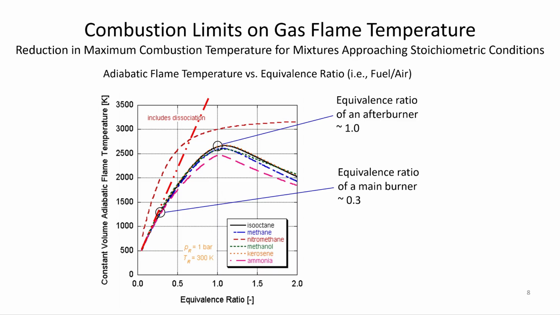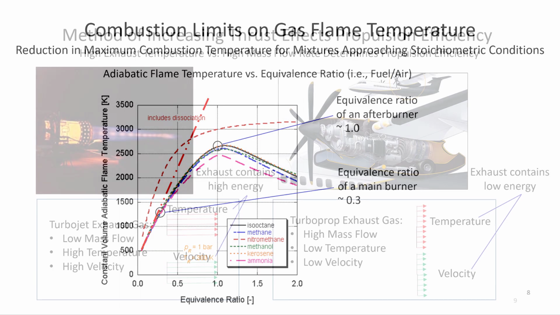What happens in theory is that if you look at the dotted red line, as we add more fuel, there should be a linear relationship for temperature increase. But it doesn't work out that way because the gas has dissociation, and so the actual temperature rise is less. Now we'll look at the two key points on here. Notice that at the equivalence ratio of about 0.3, that means about 30% of the amount of fuel that you could put in the flow, that's where a main burner operates. And the equivalence ratio of 1.0 is where an afterburner works.